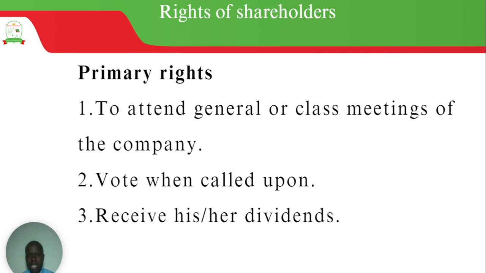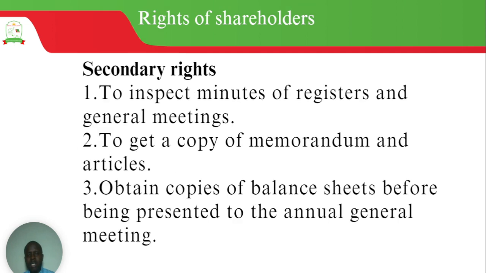And then we have the rights of shareholders, what we call the secondary rights. The first one is to be able to inspect minutes of the registers and general meetings. So once minutes have been written, you have a right to inspect, confirm whether what is indicated there is what was discussed in the meetings. The other one is to get a copy of the memorandum and articles. So you can always request this documentation so that you can better understand your company, and that will be key for you to know how the company is run, to understand different clauses, the object clause, the name clause, the registered office clause, and so on and so forth.